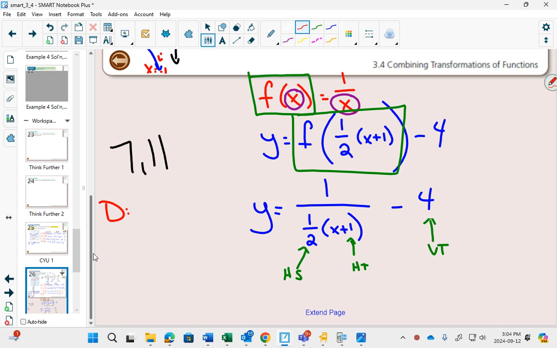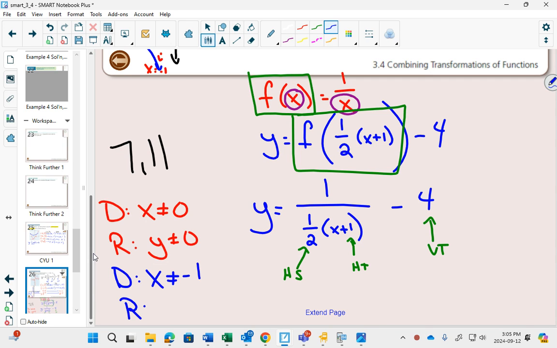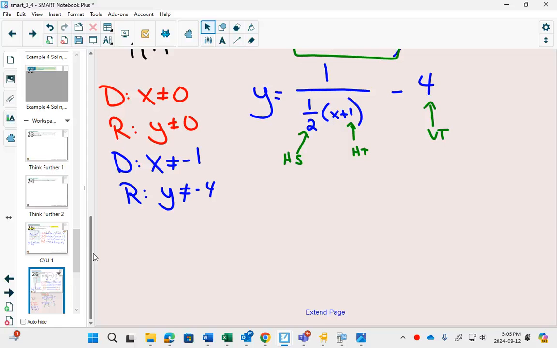So domain of the red one, the easiest way to write it is just write what's not allowed. X can't equal 0. And the range, same thing, of the original, y can't equal 0. Then on our blue one, our domain is now x can't equal minus 1, and our range is y can't equal negative 4.